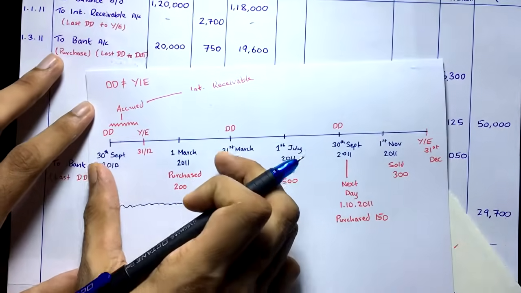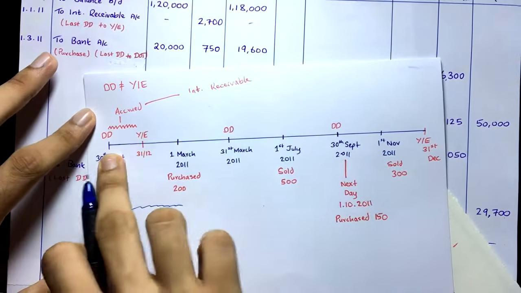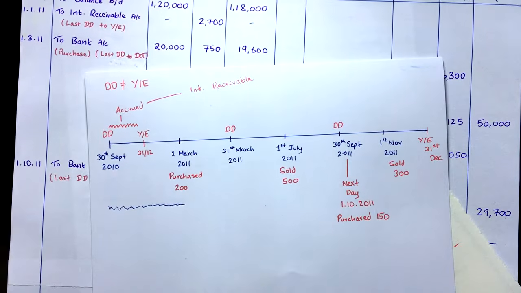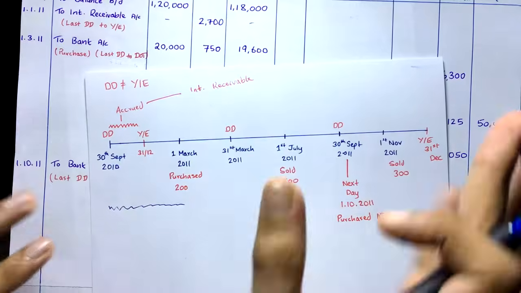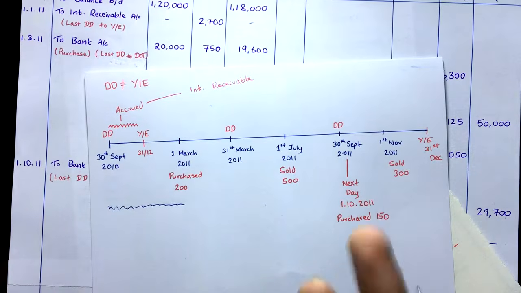For the entire 6 months, due date to due date. Yeah, whoever holds the bonds on the due date will get the interest. Okay, so we are going to receive the interest.